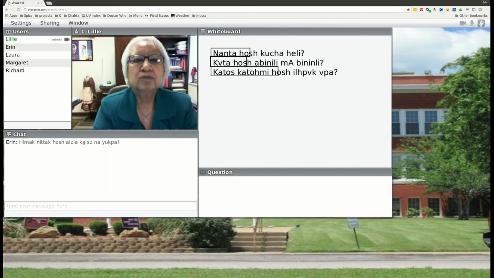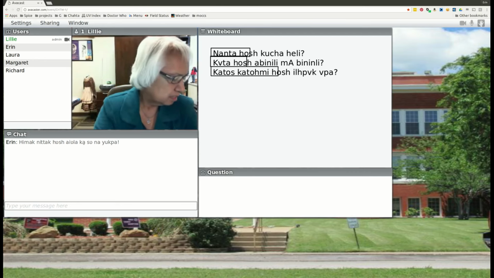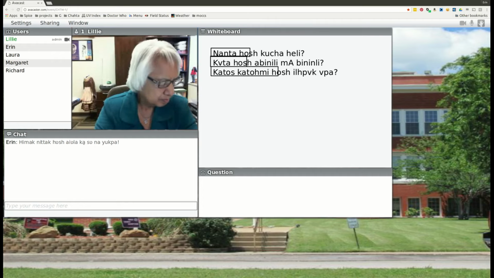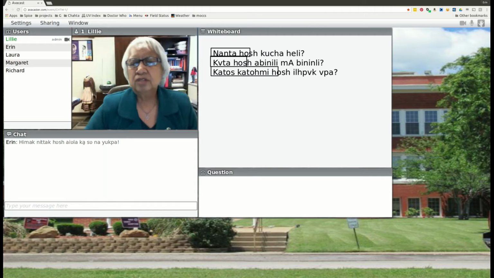Natahosh kuchahili, katahosh abanili ma benili. And I've used the nasal form in benili because it's happening right now. Katos katohme hosh ilpak apa. These are examples of how nata is the subject, kata is the subject, and katohme is going to modify the noun that is the subject of the sentence. Do you have any questions on this part?